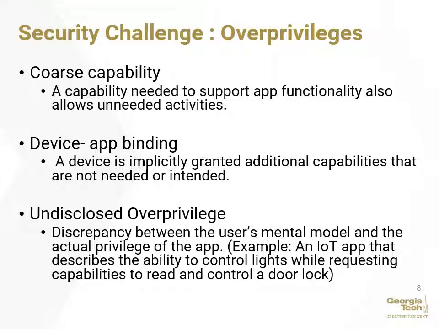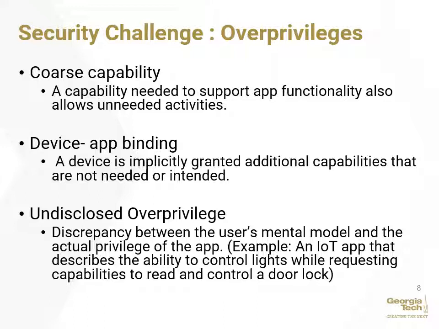Beyond basic overprivilege, where an app requests an unnecessary capability, previous IoT research has studied two additional types of overprivileges: coarse capability and device app binding. In the former, a capability needed to support app functionality also allows unneeded activities. In the latter, a device is implicitly granted additional capabilities that are not needed or intended.